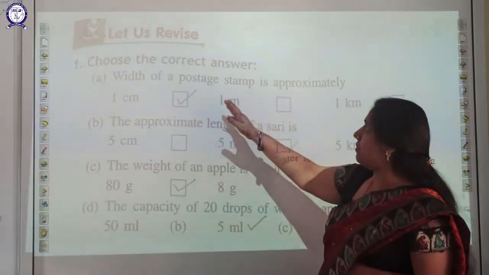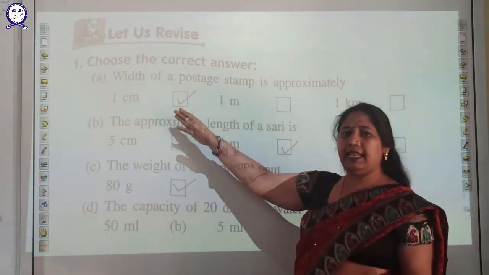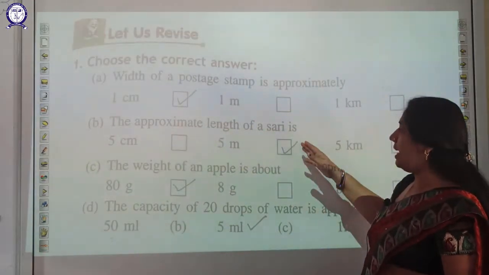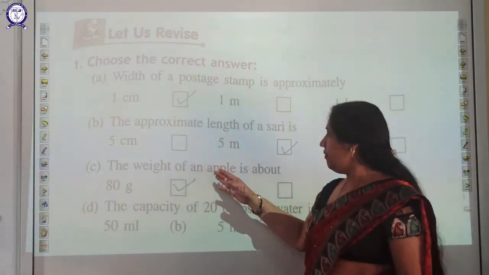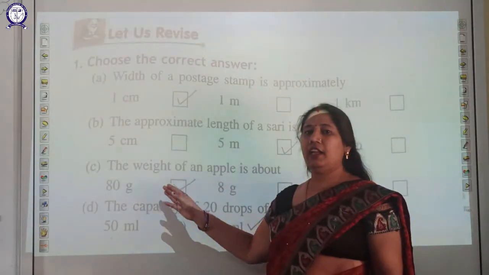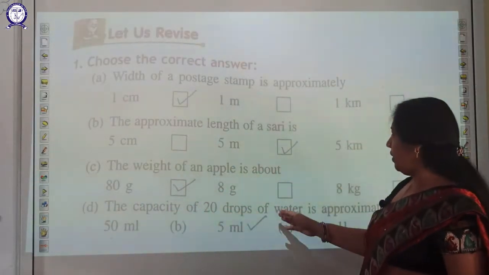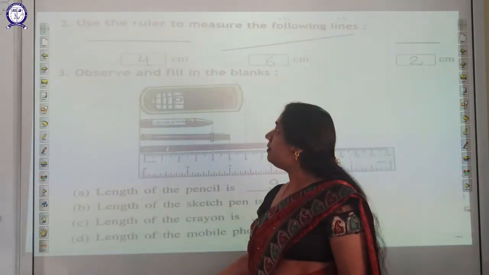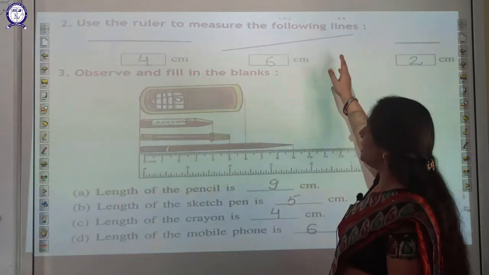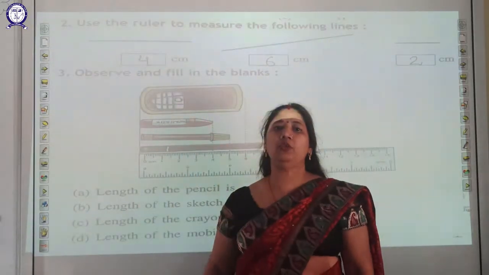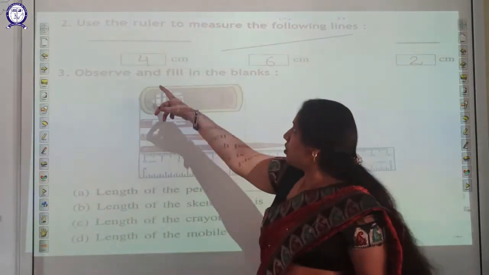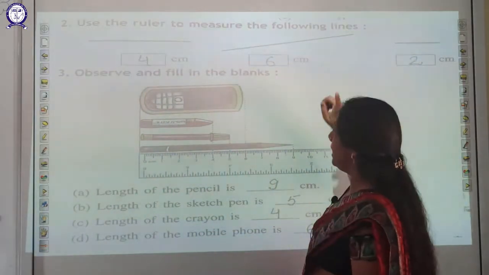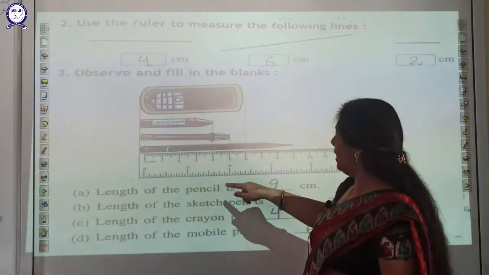Choose the correct answer. Width of a postage stamp, 1 centimeter. Approximate length of a sari, 5 meter. Weight of an apple, 80 grams. Capacity of 20 drops, 5 ml. So you have to learn it. Use the ruler to measure. So you have to use your ruler or the centimeter scale. So this is 4 centimeter, 6 centimeter and this is 2 centimeter. You have to find out the length.